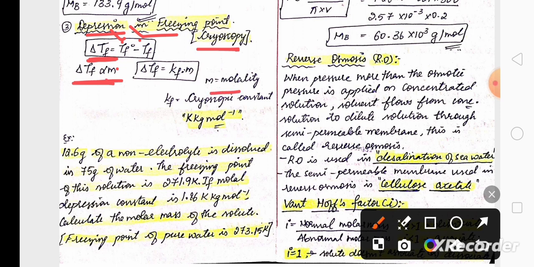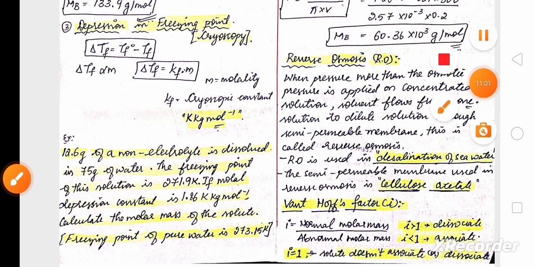And the proportionality symbol is given by Kf constant. Kf is cryoscopic constant or molar depression constant. Unit is Kelvin kg per mole. So numericals related to this are important.